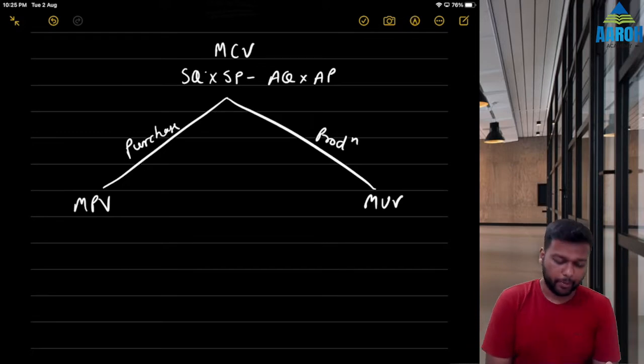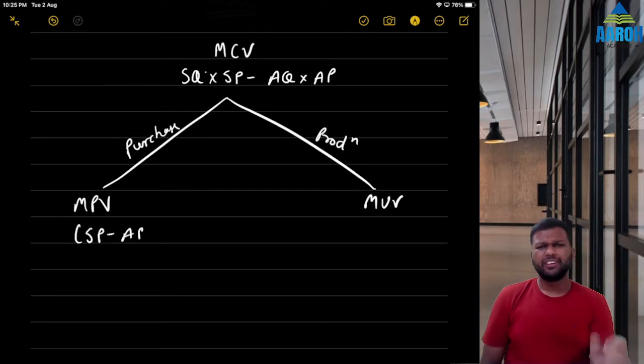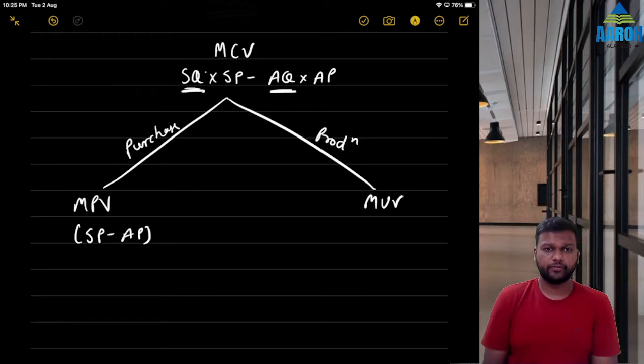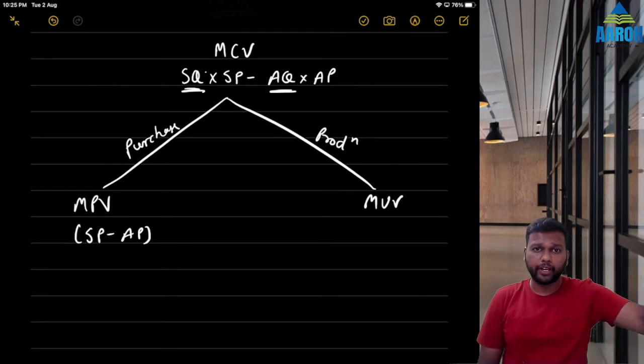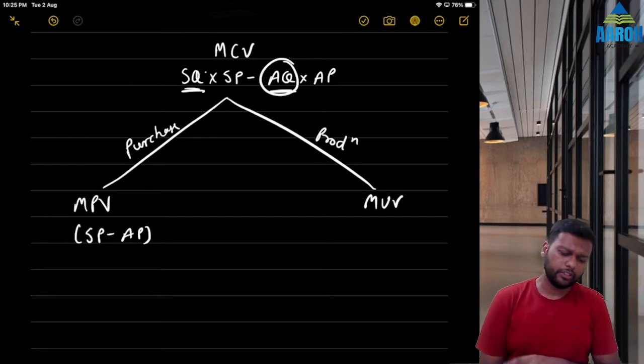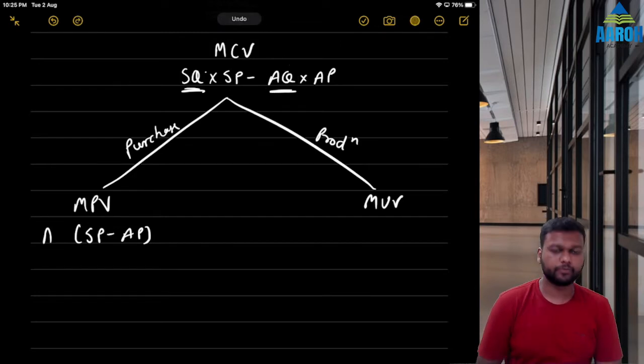Purchase department, price variance means what? Difference between price, SP minus AP. Now concentrate on whether we should multiply by this or this. Logically, what will the purchase department say? We are going to go to the market, and whatever is the actual quantity required, we'll purchase that, right? So that is why we'll multiply by actual quantity.